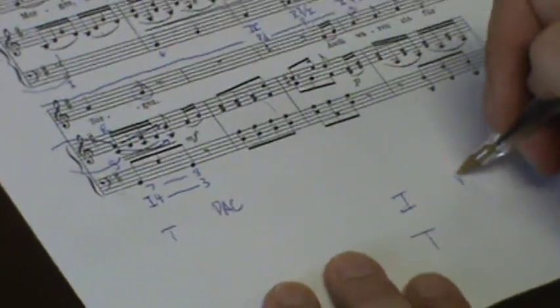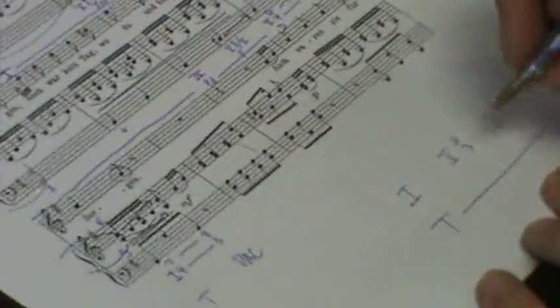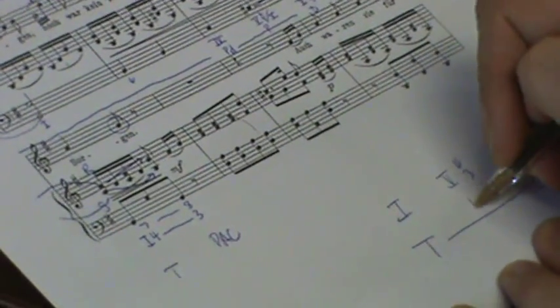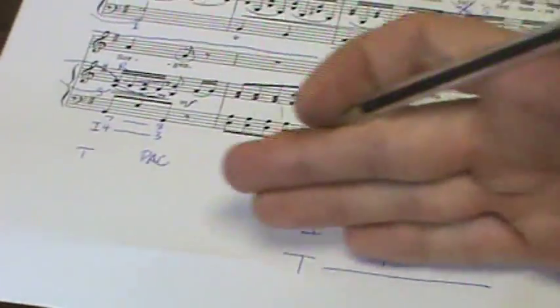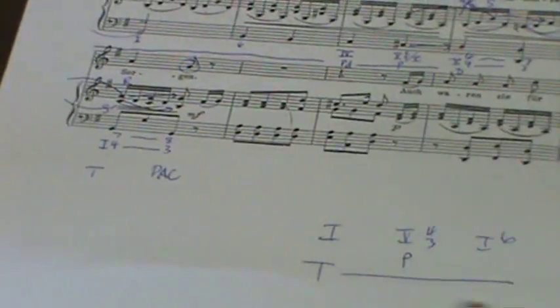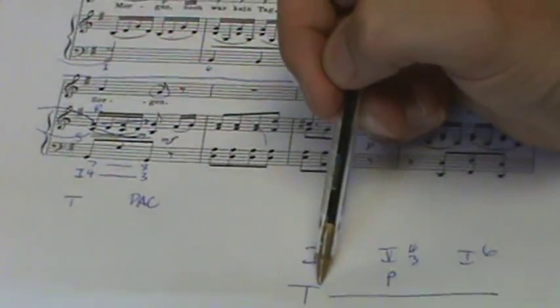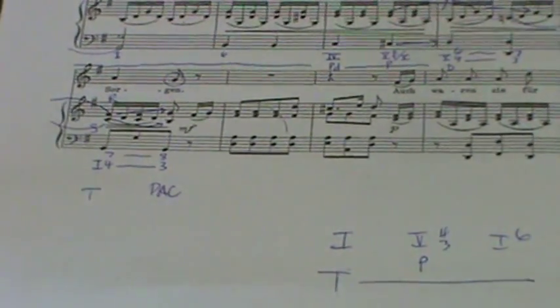If we've got Roman numerals up above, you show the embellishing function up above. So Roman numerals here, embellishing functions up there, and then the most vital, the most stable entities down here at a lower level. In this case, tonic embellished.